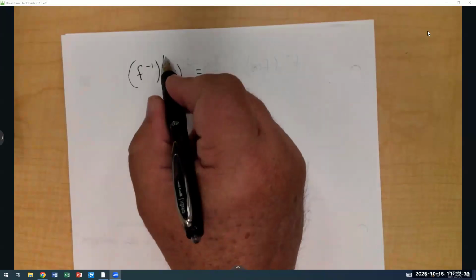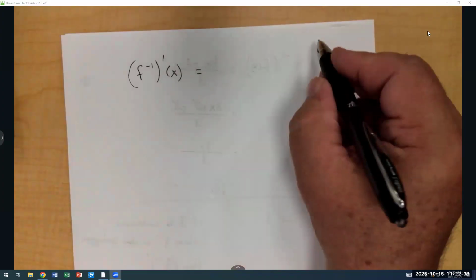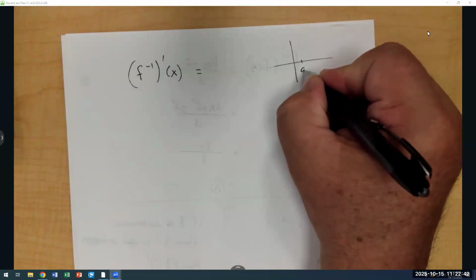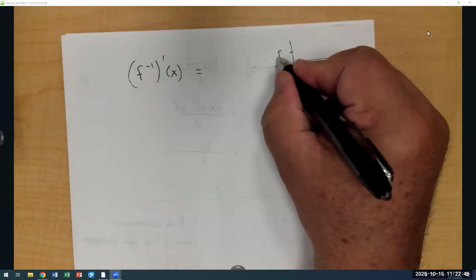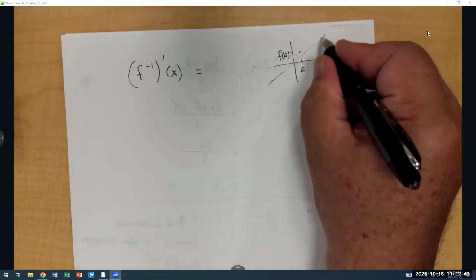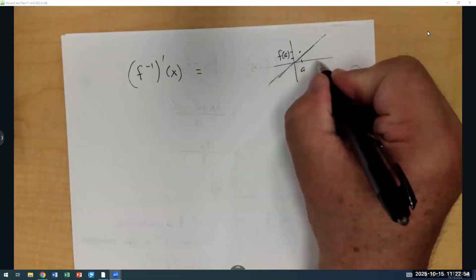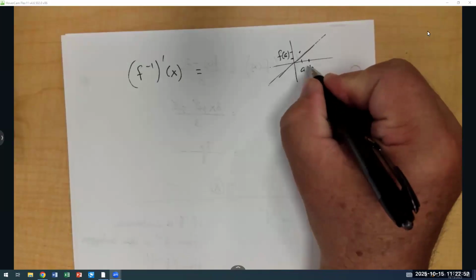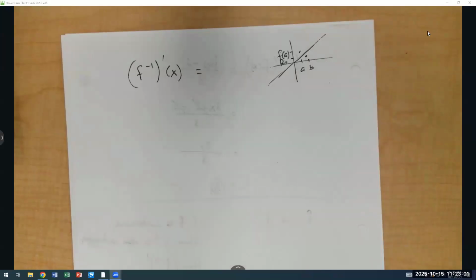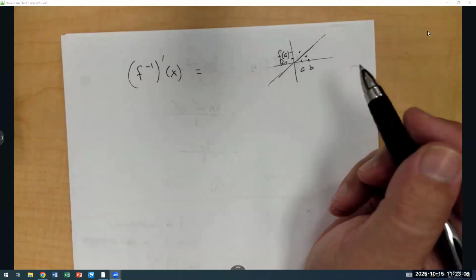Because remember, the derivative is a slope, right? It's best if we look at a picture. So we have 2 points. A, f of A. And here's the line y equals x. So the other one will be at b, f of b. They'll be on the other side of that line. Remember, inverses. So these are 2 points on the graph that are inverses of each other.